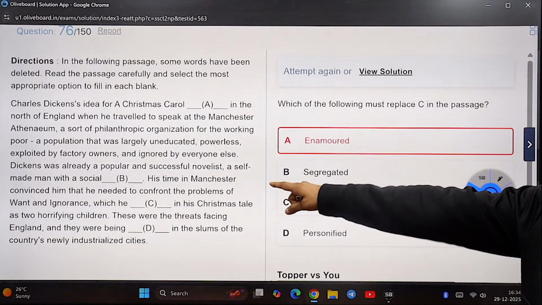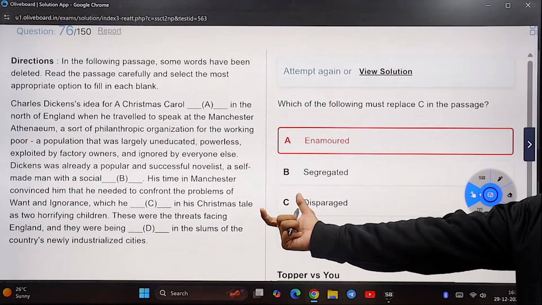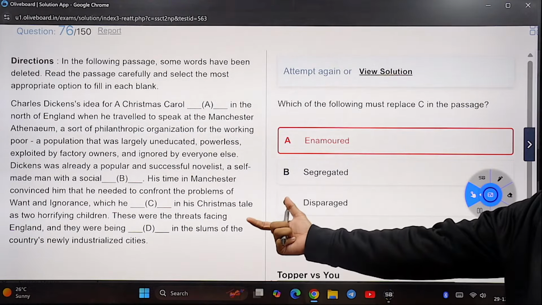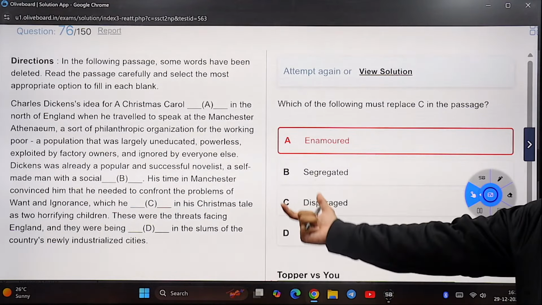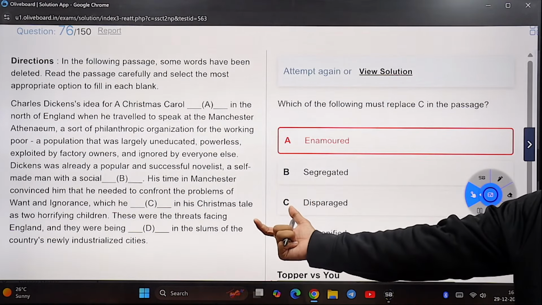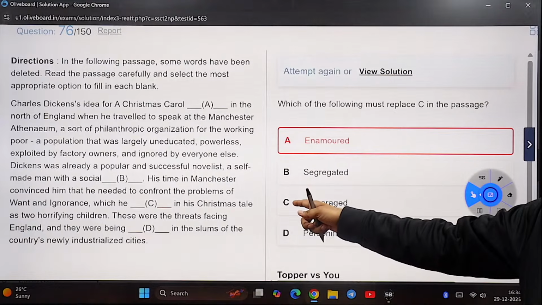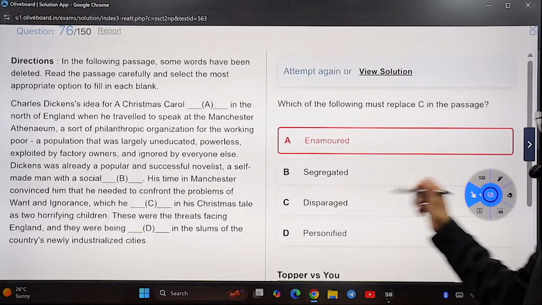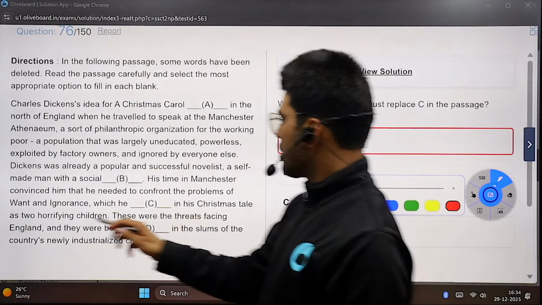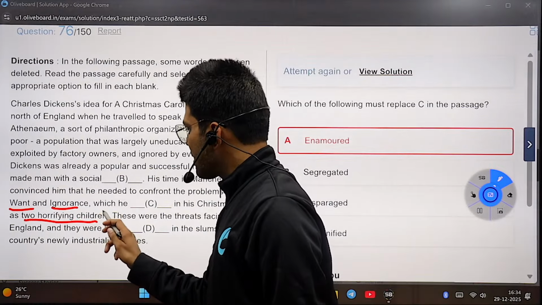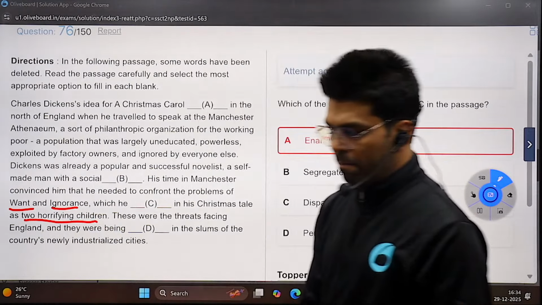He needed to confront the problems of want. Everyone wants something. Ignorance. Everybody hates being ignored. For example, which he blank space in his story as two horrifying children. So he blank space want and ignorance as children.